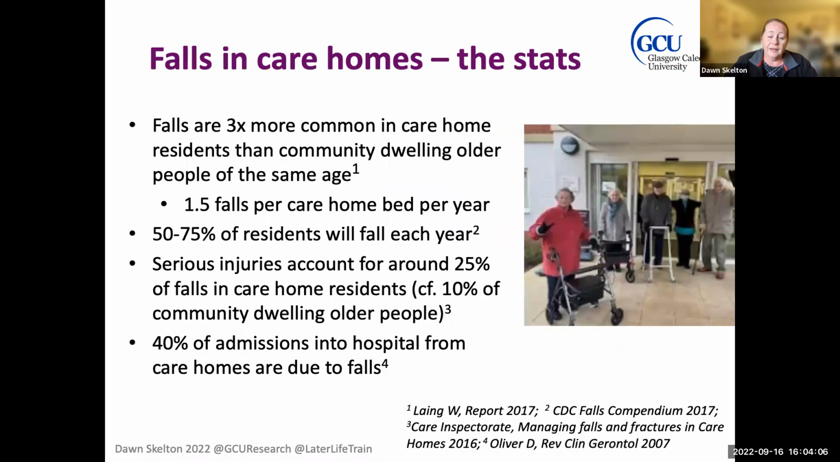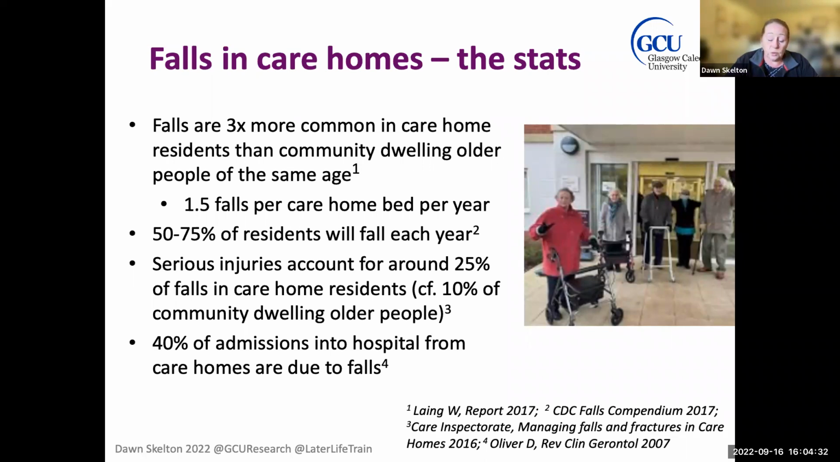In terms of falls in care homes, we know that certainly compared to falls in community dwelling older adults, where around about a third of people will fall each year, in a care home setting, we're looking at least half to 3/4 of residents will fall each year. In fact, falls are about 3 times more common in a care home setting than they are in community dwelling older adults of the same age.